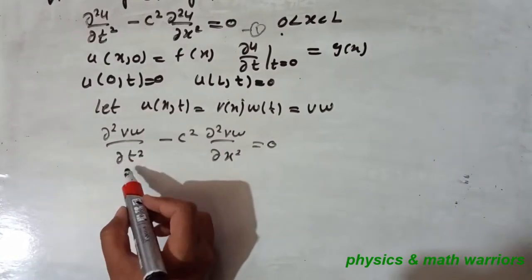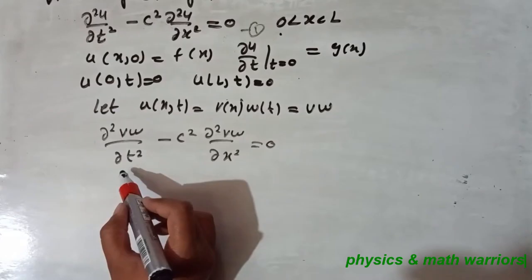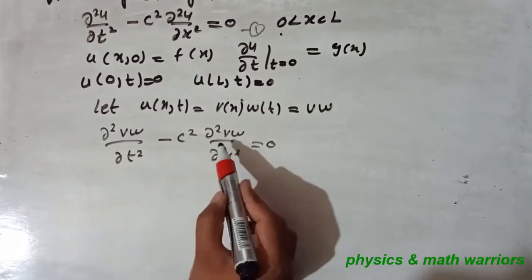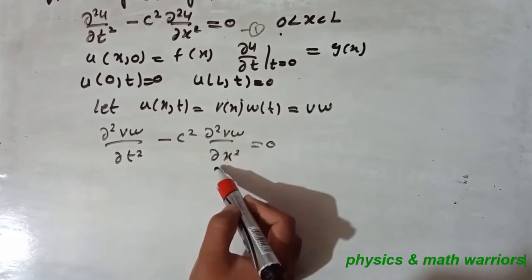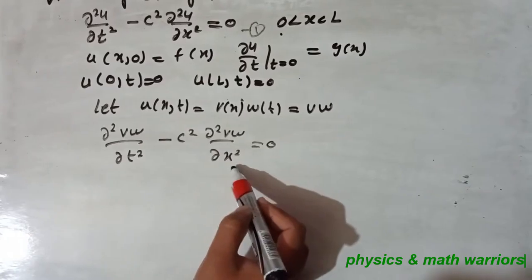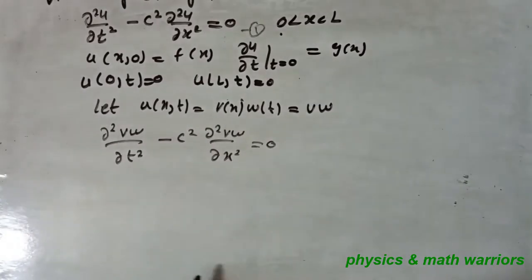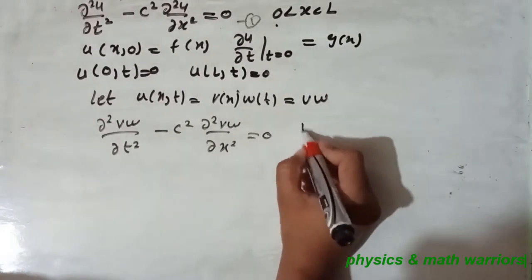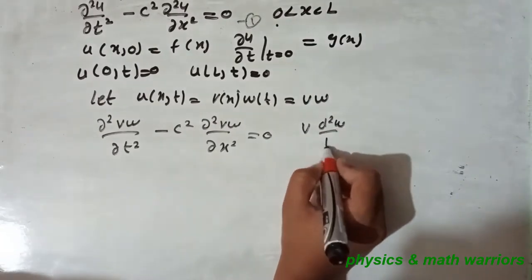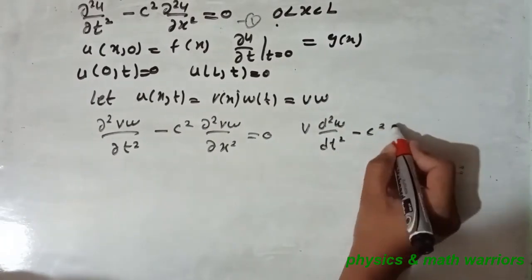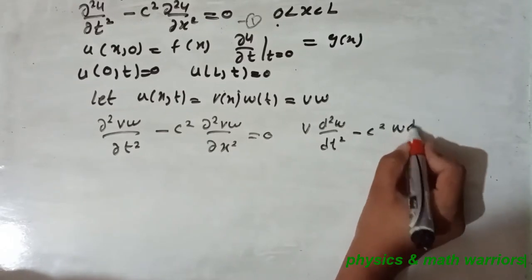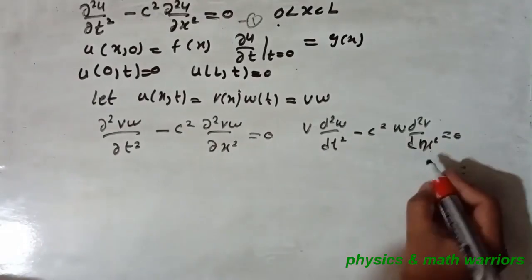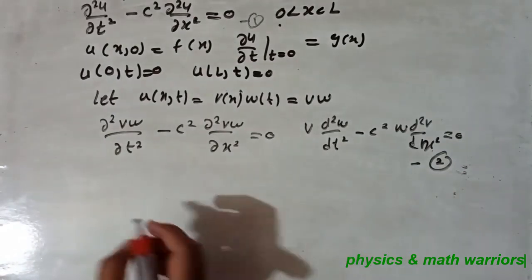Since omega of t is the function of t, so partial derivative of omega of t with respect to t exists. And similarly, v of x is the function of x, so partial derivative of v with respect to x exists. So partial derivative changes into ordinary derivative. So this becomes v d square omega over dt square minus c square omega d square v over dx square is equal to 0. This is equation number 2.